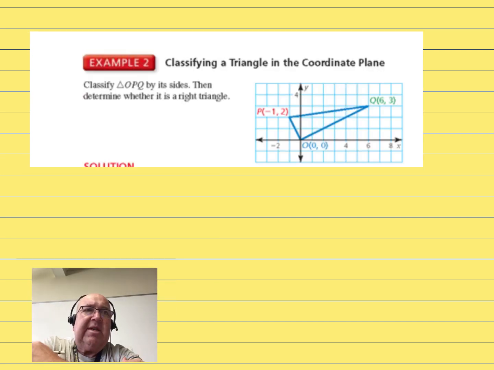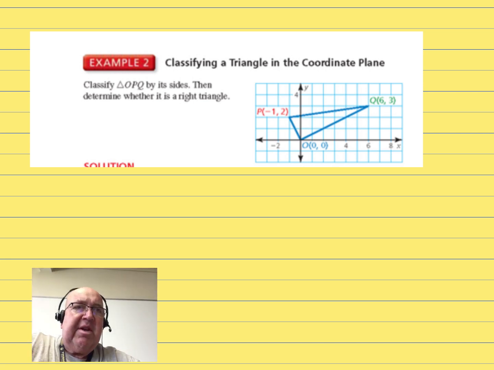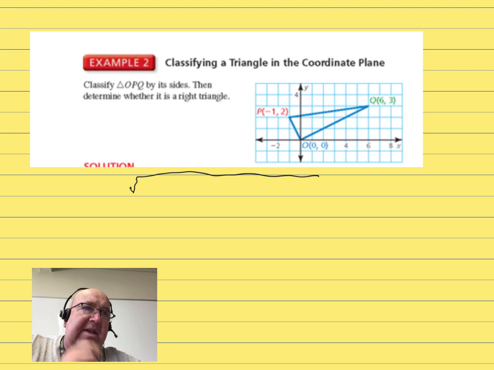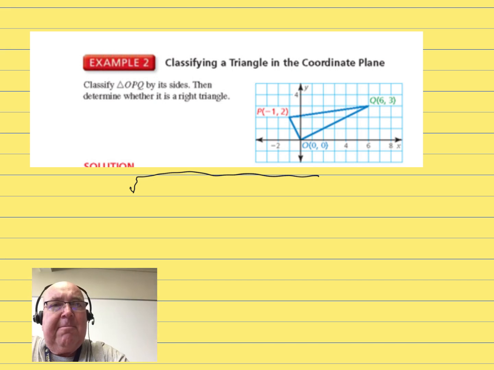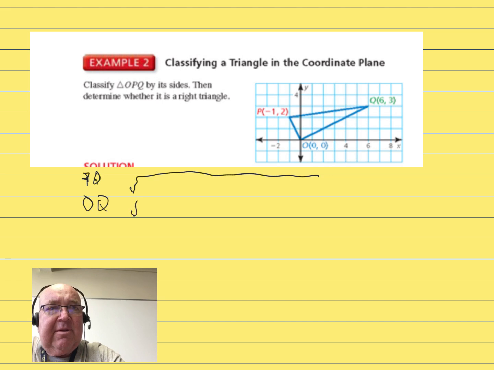So the first thing we're going to look at is classifying a triangle in the coordinate plane. We're going to classify triangle OPQ by its sides, and then determine whether it is a right triangle or not. First off, we're going to use the distance formula, and I'm only going to be concerned about two sides, PQ and OQ, because I already know that OP or PO is going to be smaller than the other two just by looking.